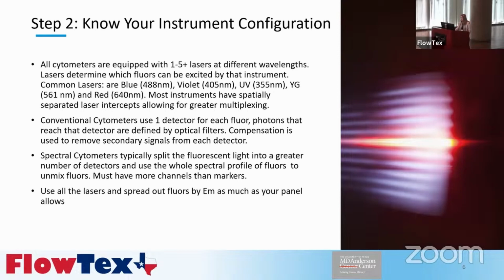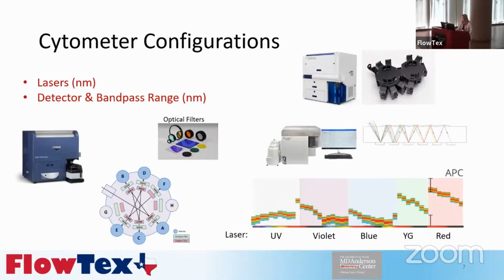Conventional cytometers, as Joel told you, use one detector for each fluor and have a broader bandpass, whereas spectral cytometers break your light up into more channels. This allows you to increase the number of parameters you can use in your analysis by using more channels and also oversampling your data, which allows you to apply spectral unmixing rather than compensation. So again, use all your lasers, and spread out your fluors by emission as much as you can. When we look at configurations, you want to know about the lasers that you have, the nanometer laser line, and the bandpass range for your detectors.